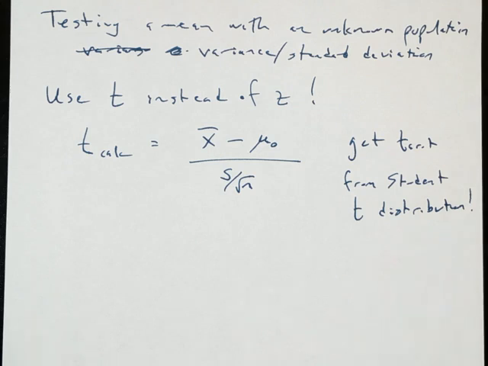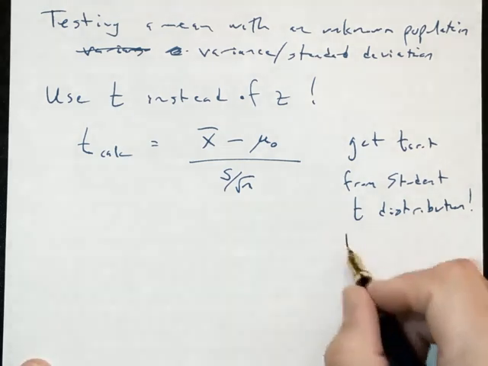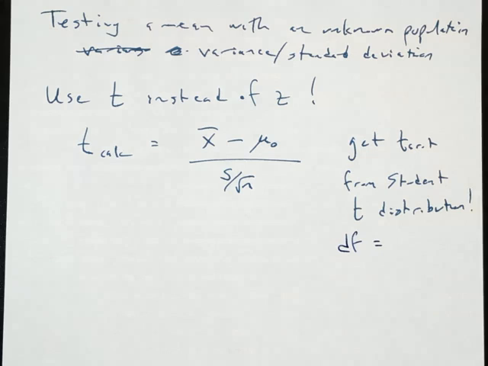But wait a minute, in order to use the T distribution, what other piece of information do I need to know? My degrees of freedom. And how do I get degrees of freedom? Bingo. So everything else in the process can be the same.